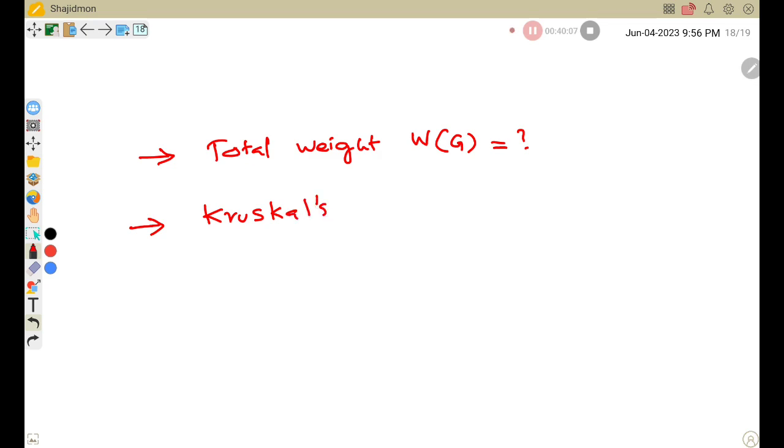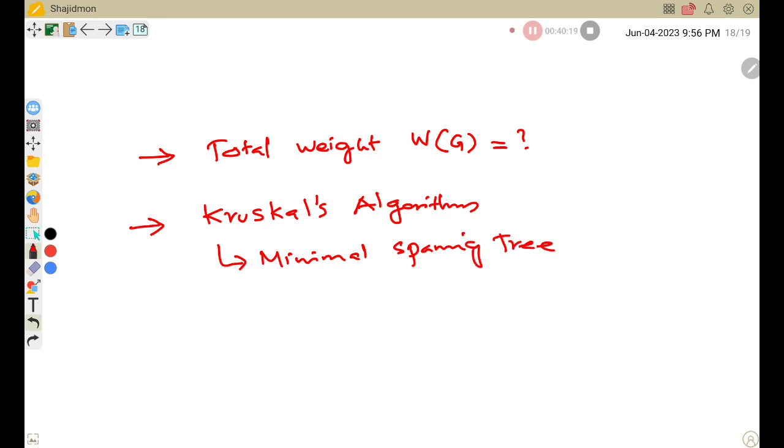So in this section we studied how to calculate the total weight of a graph. Okay, how to calculate we studied, and we studied Kruskal's algorithm to find the minimal spanning tree, how to find the minimal spanning tree by Kruskal's algorithm, and how to find the weight of the minimal spanning tree from that minimal spanning tree. So these two we studied in this section. I hope you understood that one.